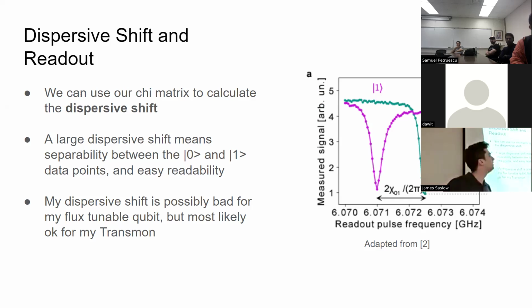So if you have a low dispersive shift, you can think of these 0 and 1 clusters as very close together, and it's very difficult to read what your outcome was. Was it a 0 or a 1? Well, you don't really know because these clusters are overlapping. But if you have a higher dispersive shift, then these clusters are more separated and it's easier to read out. So my dispersive shift for my transmon is most likely good, but I still need to do some more troubleshooting to figure out what my dispersive shift might look like for my flux tunable qubit.